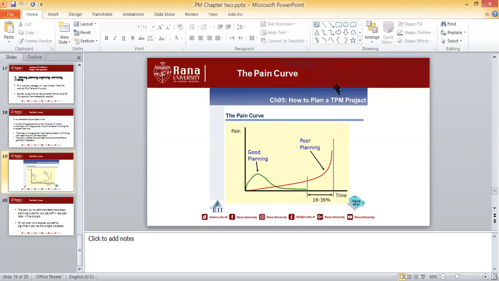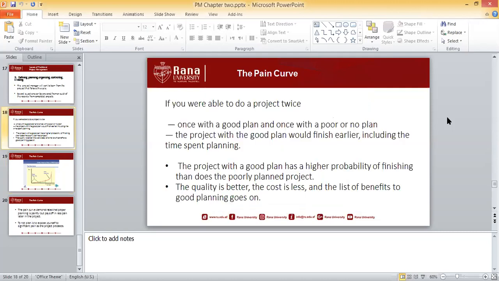So this was a simple explanation of the pain curve. Here are some notes I have given you. The project with a good plan has a higher probability of finishing than the poor planning project. There are a lot of chances that if you have done good planning, you'll be able to finish the project very well. On the other hand, poorly planned projects will lead to failure.